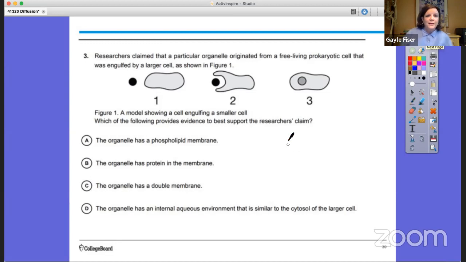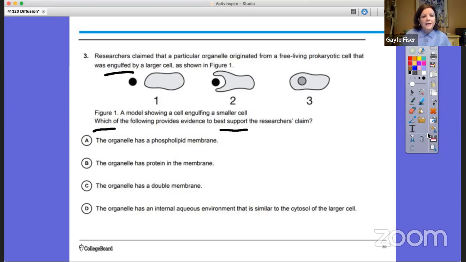Number 3, researchers claim that a particular organelle originated from a free-living prokaryote cell that was engulfed by a larger cell, as shown in figure 1. So here's figure 1. All of this is figure 1. Here's the question where it starts. Which of the following provides evidence to best support the researcher's claim? A, the organelle has a phospholipid membrane. Remember, we have to support the researcher's claim that said it was engulfed, okay?